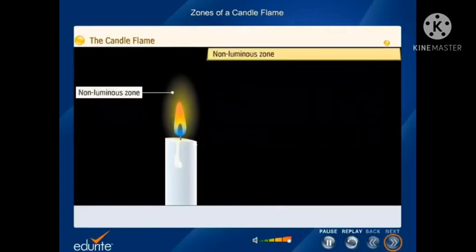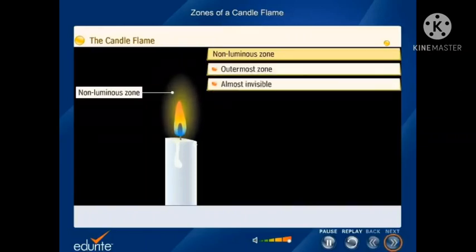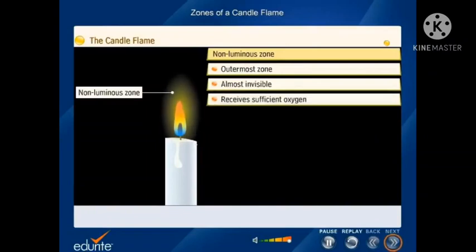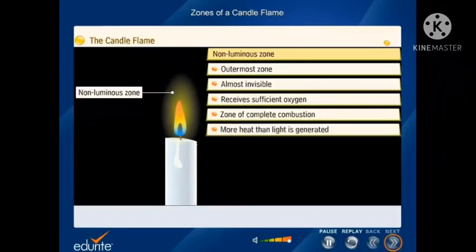This zone is the non-luminous zone. It is the outermost zone which is almost invisible. It gets a good supply of air and therefore all the wax vapors burn completely. More heat than light is generated here.